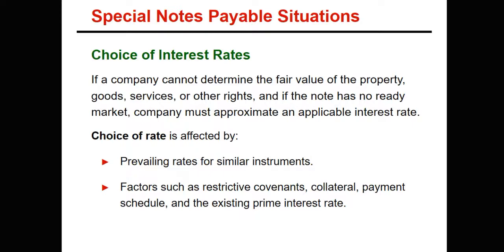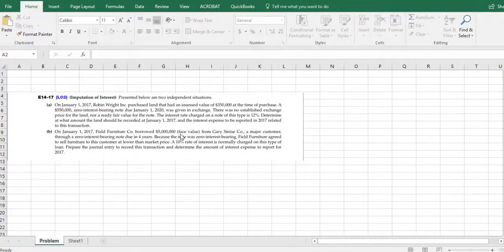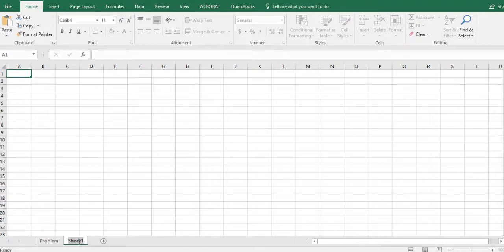So to begin with, we have to take some information into account, and I have posted this right here in the problem. I'll go ahead and read the first one because we will do both of these. We will have a sheet that we will do for A. Then we have a sheet that we will do for B.